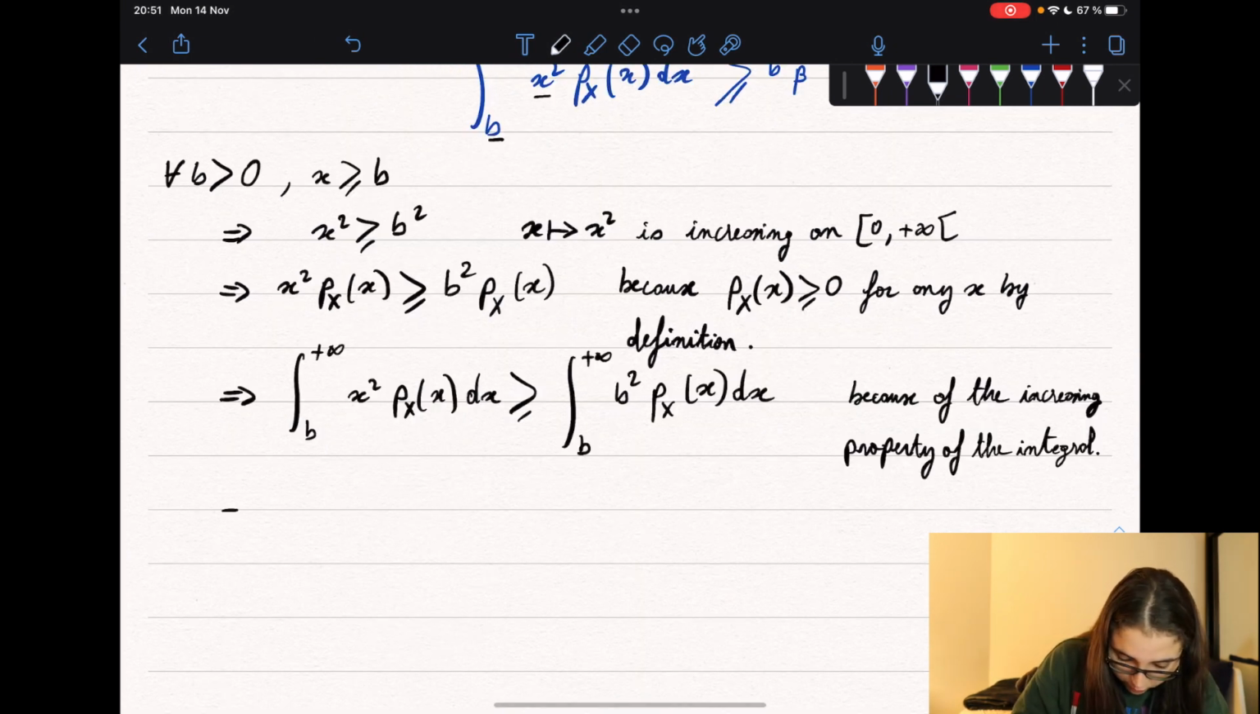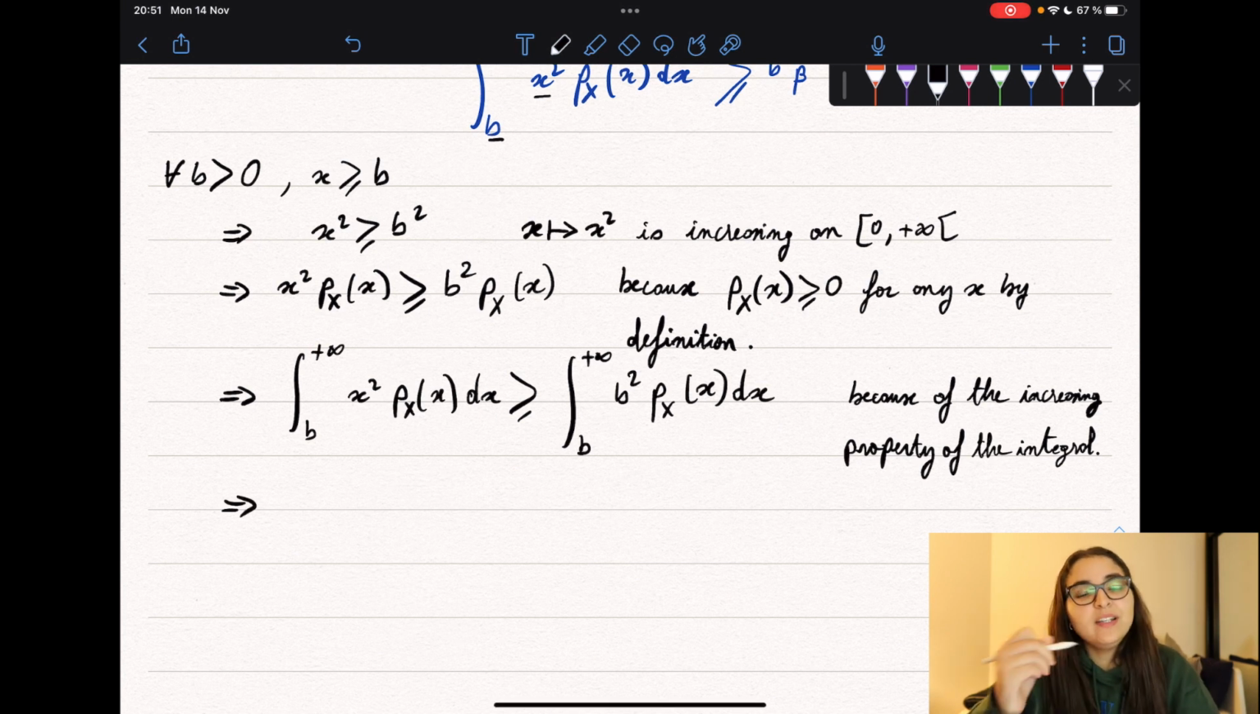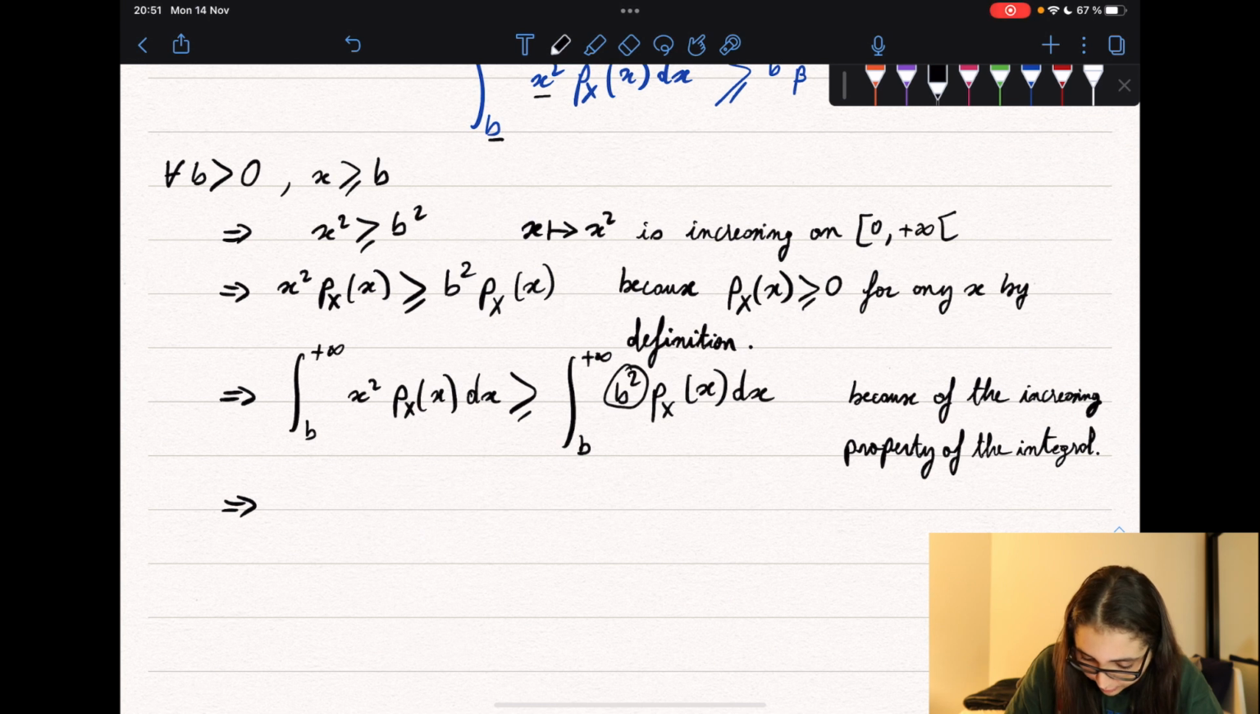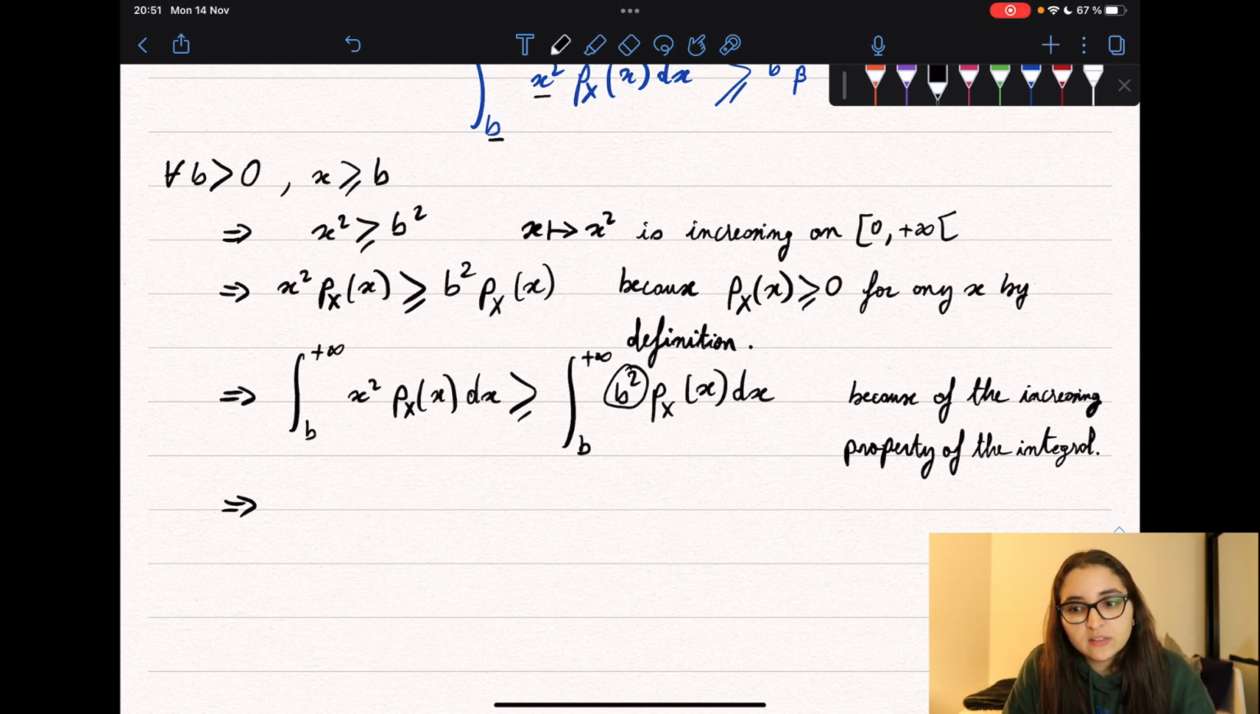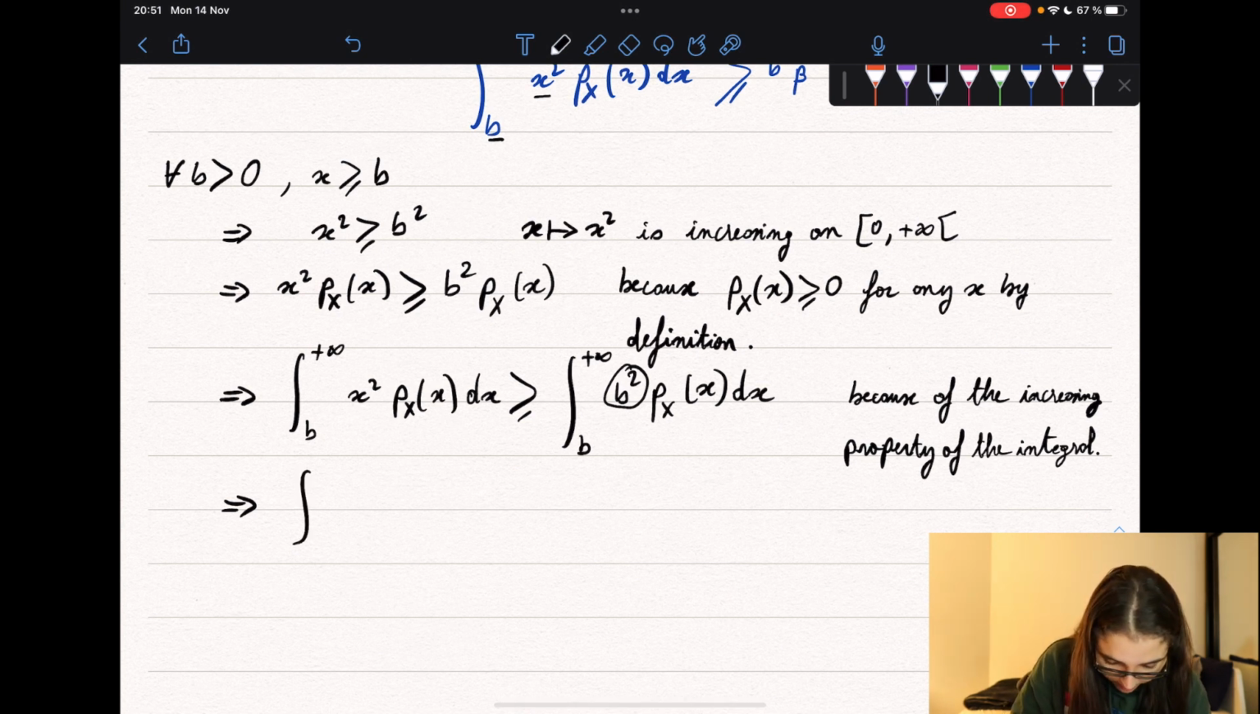Now we use the linearity property of the integral to take out this b squared from the integral to outside the integral, because b squared is a constant, and so given the linearity of the integral, we can just take it out of the integral.